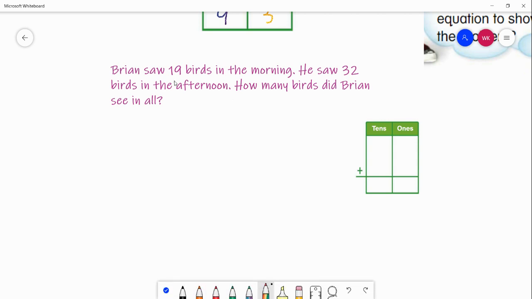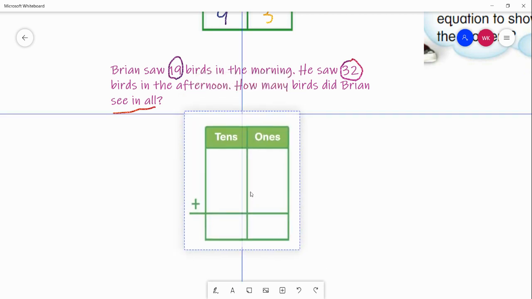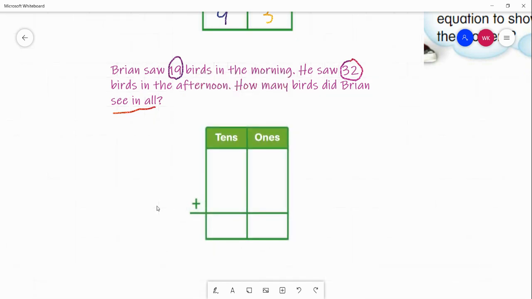So we are going to circle our numbers. We have 19 in the morning and 32 in the afternoon. And you're going to figure out if you're adding or subtracting. So it says, how many did Brian see in all? So we know that we're going to be adding in this problem. So we are going to be adding the numbers 19 and 32. And I'm going to go ahead and use our blocks for this one, our tens and ones blocks.